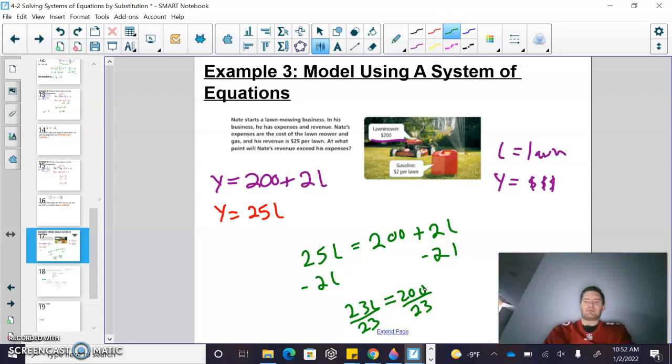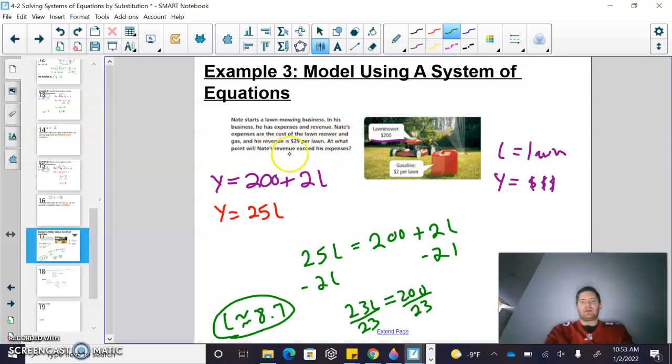Now, in this problem, we're not so concerned about the money itself. We're just concerned about at what point he mows enough lawns. The thing about this one is you're not going to come up with an even number. So if you take it as a decimal, I'm just going to round, you get approximately 8.7. Now, you can't mow 7/10 of a lawn.